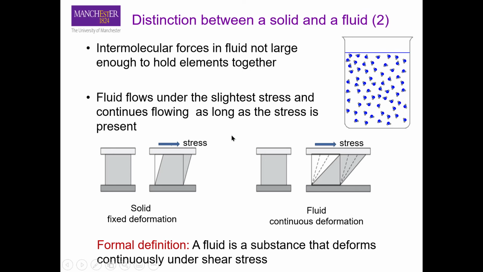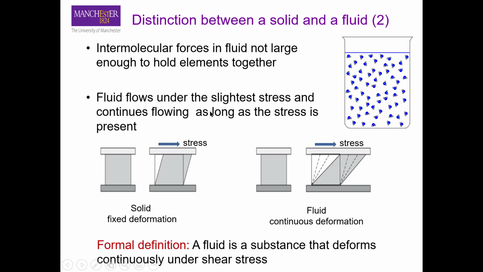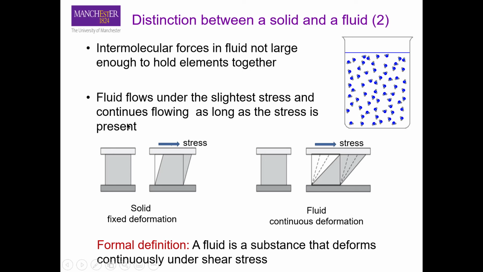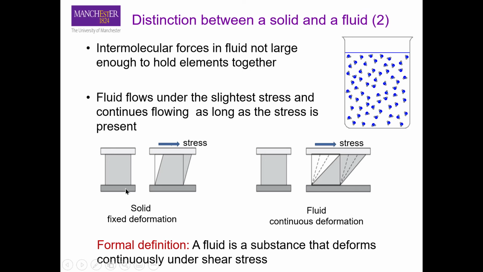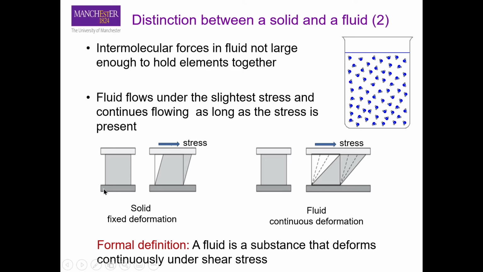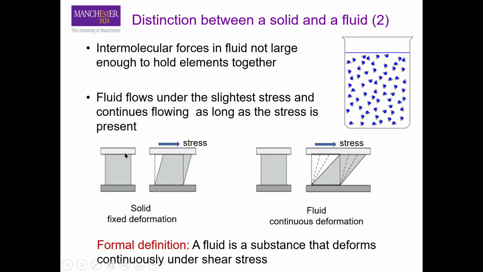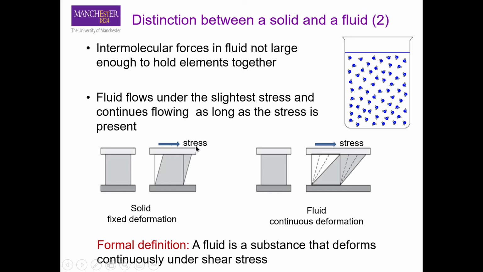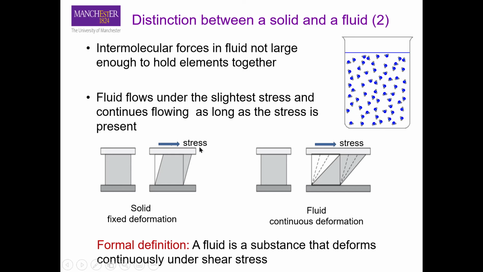Another way fluids and solids differ is how they behave under the application of stress. For example, for solids, imagine two plates with a solid block in between, where the lower plate is stationary while the upper plate can move. If you apply tangential stress on the upper plate, the solid block deforms from its original position, but once you remove this stress or force, it reverts back to its original position.